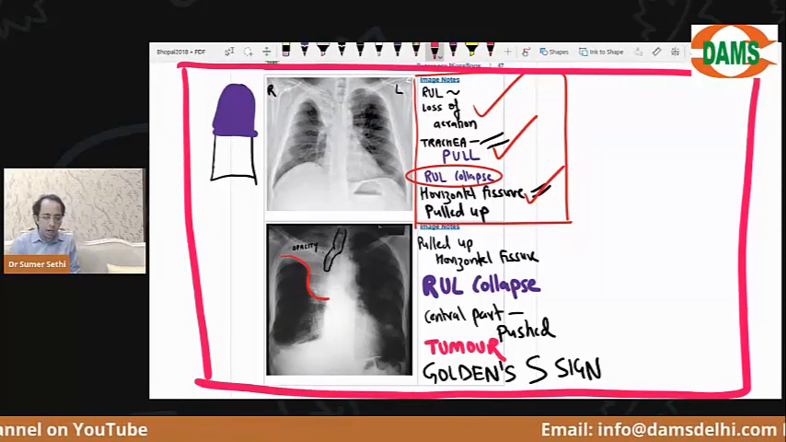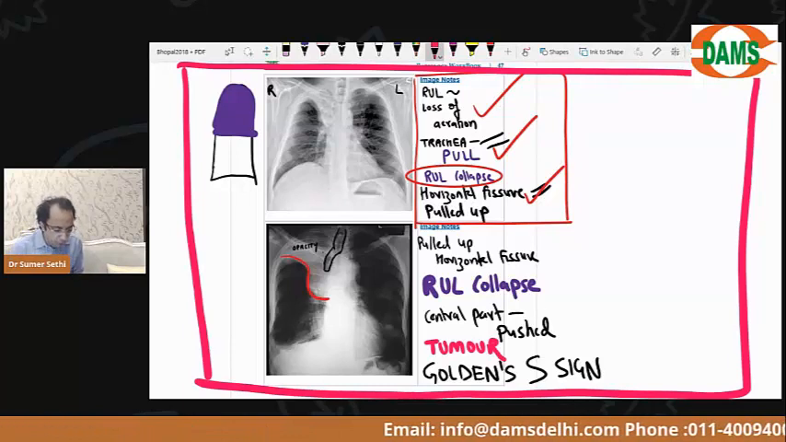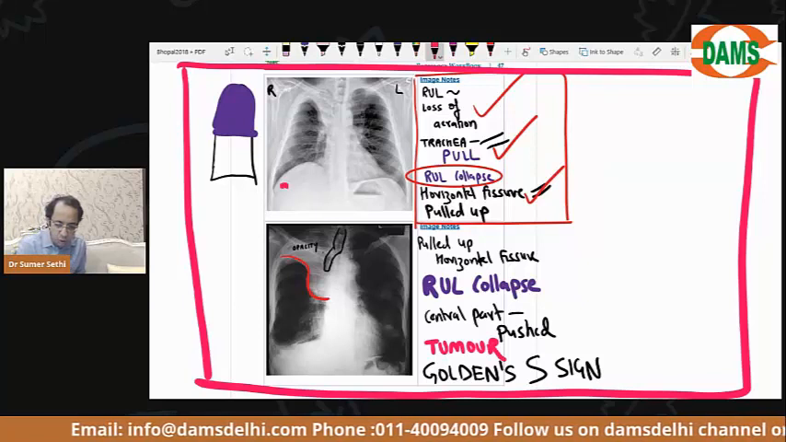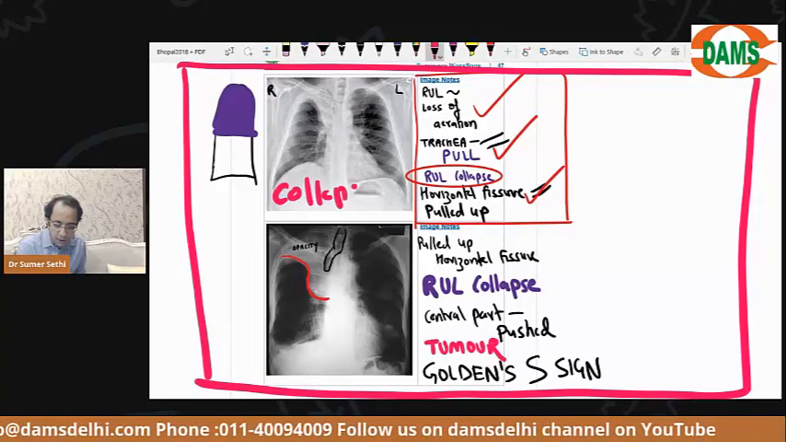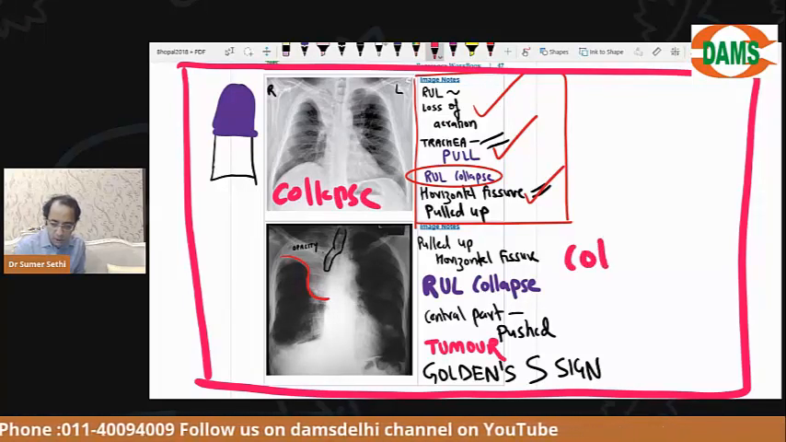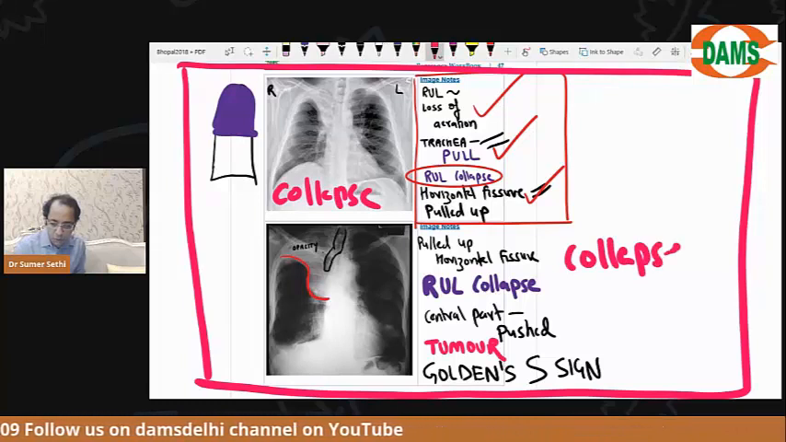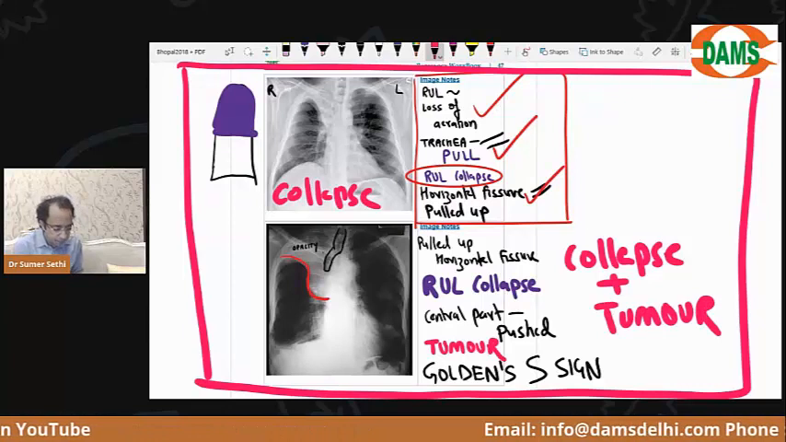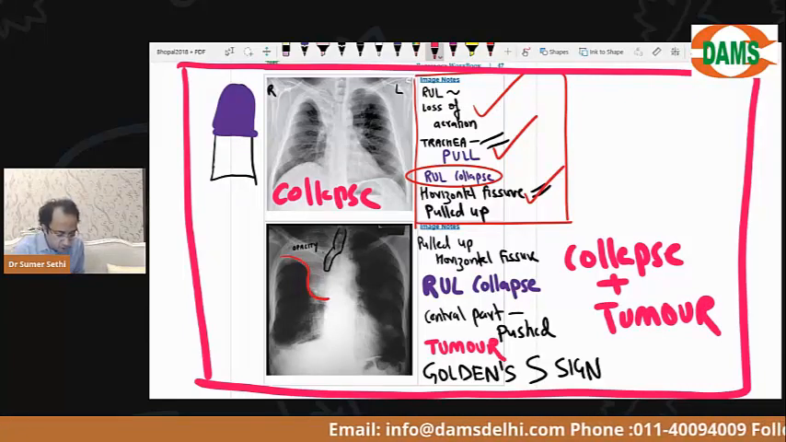Both of them are right upper lobe collapse. The only difference is the first one was only a collapse. The second one is collapse plus tumor. Okay? Now do you understand this?